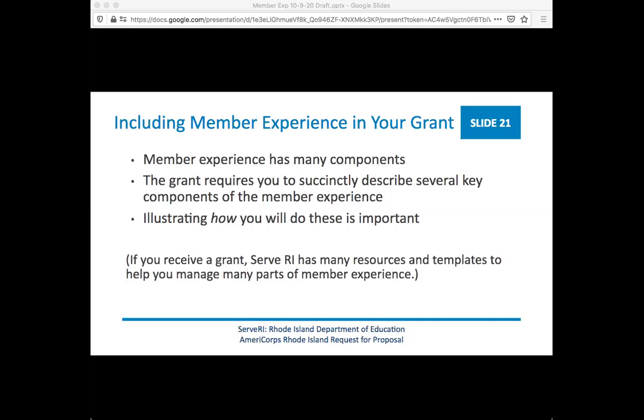I'm just going to make a note here that if you do receive a grant, ServeRI has many resources and templates that'll help you manage many parts of the member experience. We have a guide for position descriptions. We have templates for examples of pre-service trainings that people have done and those timelines. So there's a lot of shared peer knowledge here, so you don't have to build things completely from scratch.